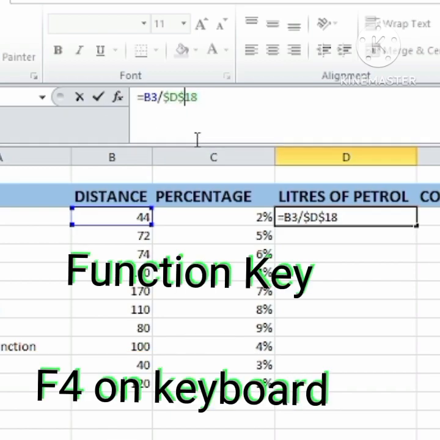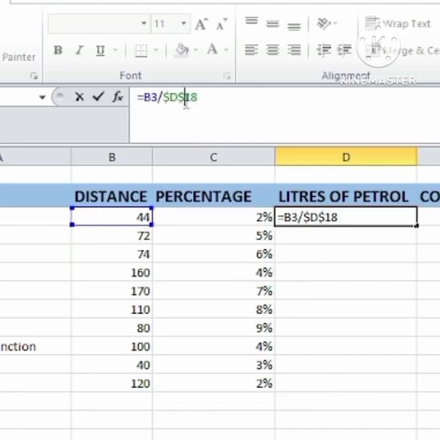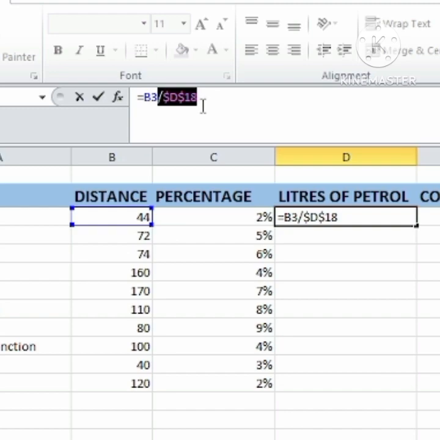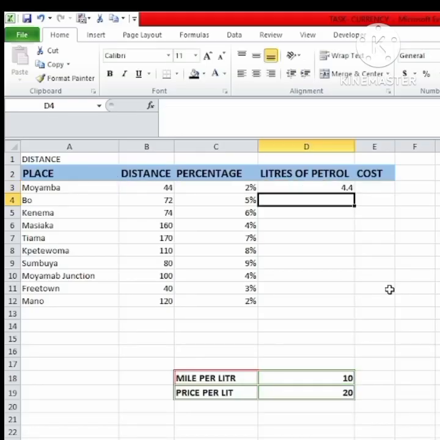Now you see, we have put a dollar sign on this D and also a dollar sign on 18 here. We have made D18 an absolute cell reference. We have made it constant, so Excel cannot move to any other cell. Now hit Enter. Now if you copy this formula down, you can see there is no error. You see that, guys? There is no error now.